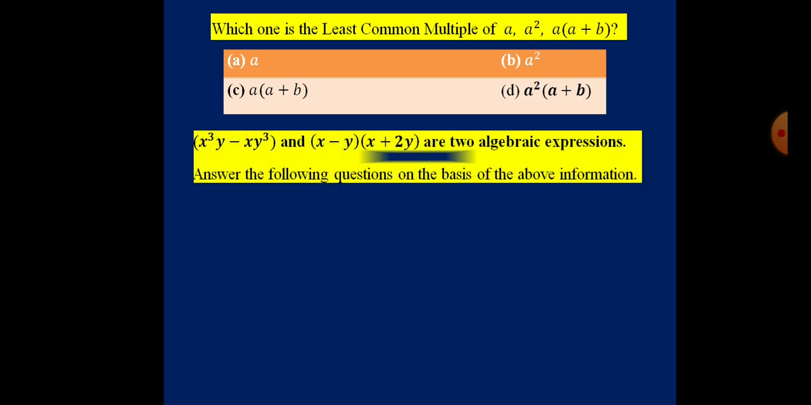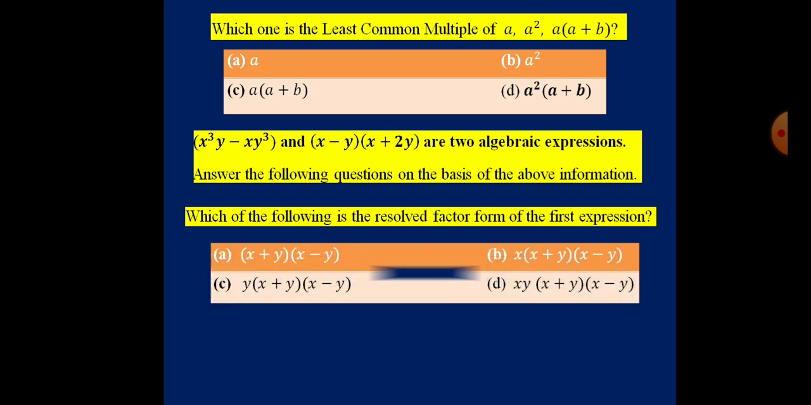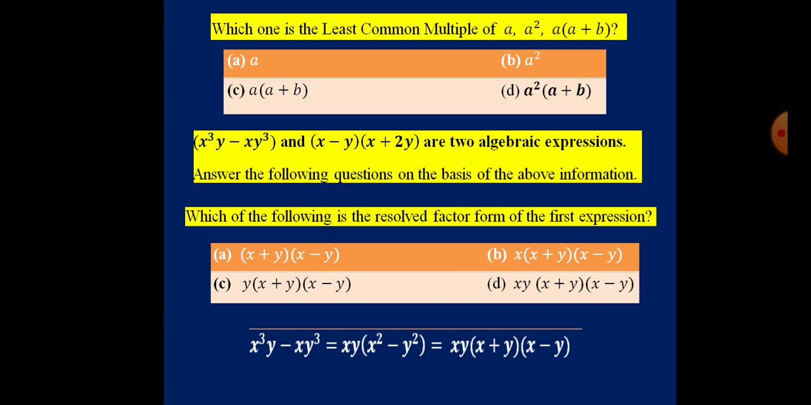Okay, let us see another problem. By the way, I have taken all the problems from your textbooks. Here are two algebraic expressions, and the first question is which of the following is the resolved factor form of the first expression? The first expression is x cubed y minus xy cubed. Let us factor this out. Let us take out xy, then it is x squared minus y squared. That means option D is your correct answer, xy, x plus y, x minus y.